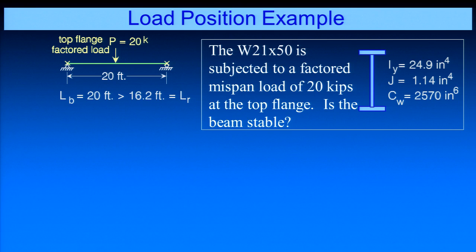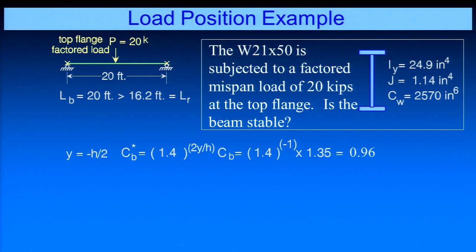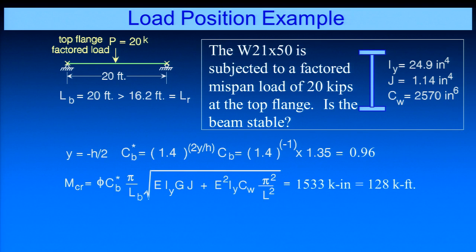Our unbraced length: we're saying we don't have any bracing along the length. That's probably a tough thing. Usually it's hard for your load point not to be a brace point, but we're just saying it isn't here. Our unbraced length is 20 feet, which in this case is bigger than L sub r, so we're in the elastic region. Okay, so evaluating our modified C sub B value. This is a top flange load, so remember y would be equal to minus h over 2. When we take 1.4 raised to the 2y over h, we get an exponent of minus 1, and our modified C sub B factor for this case would be 0.96.